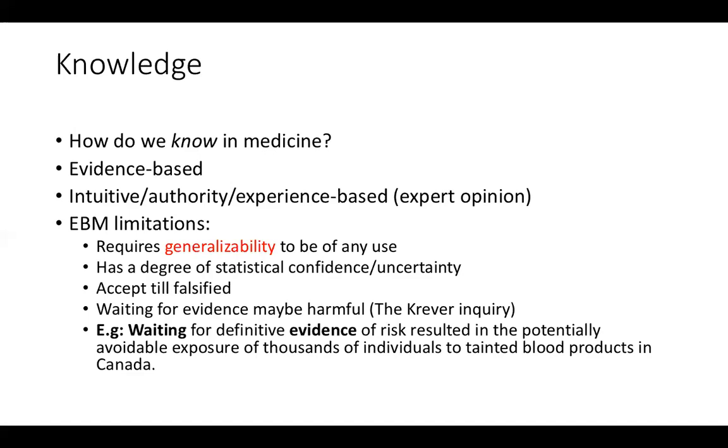However, back then, thousands of patients got exposed to tainted blood products in Canada, and they got infected with HIV and hepatitis C. One of the reasons why that happened is that there was no evidence that transmission of hepatitis B could happen from blood products. Of course, at that time, there was no evidence. However, it is risky to wait for evidence in some situations. Not all situations, but in some situations, waiting for definitive evidence can be risky.